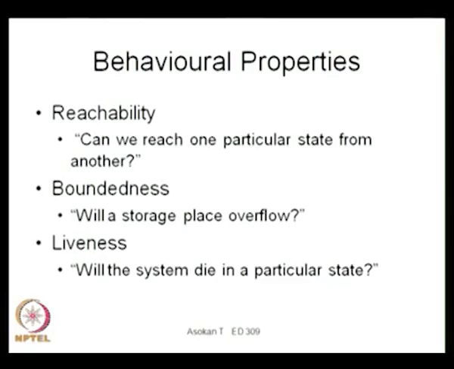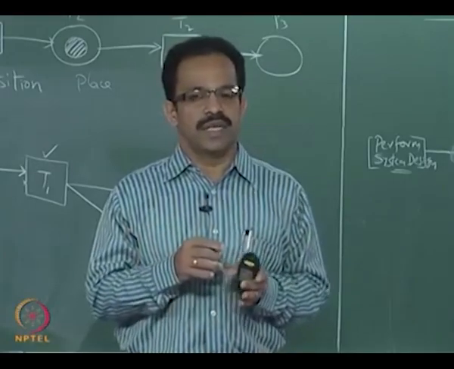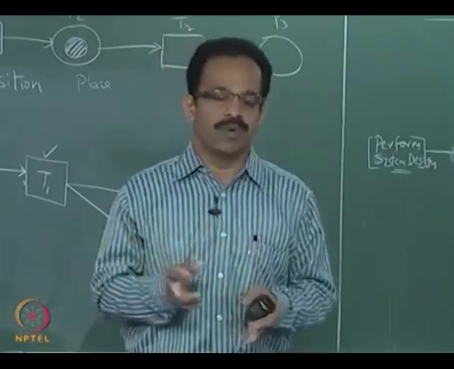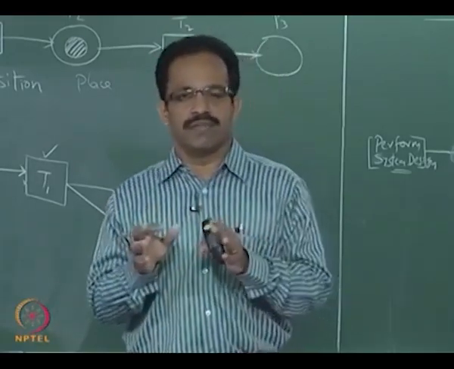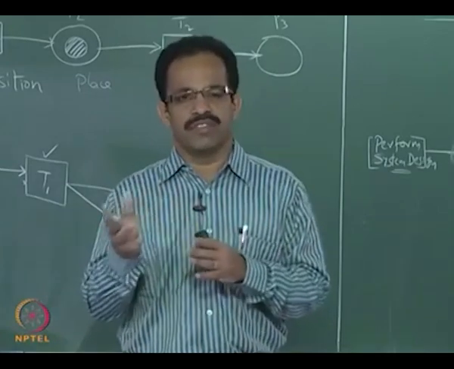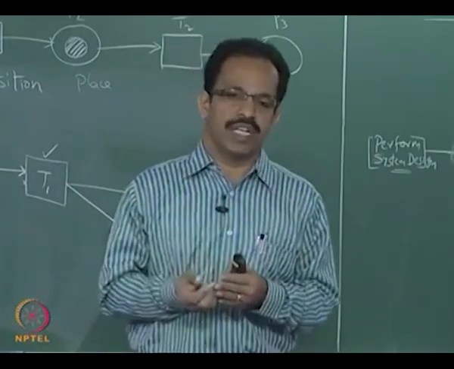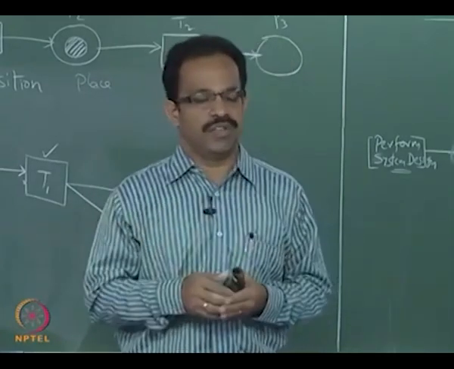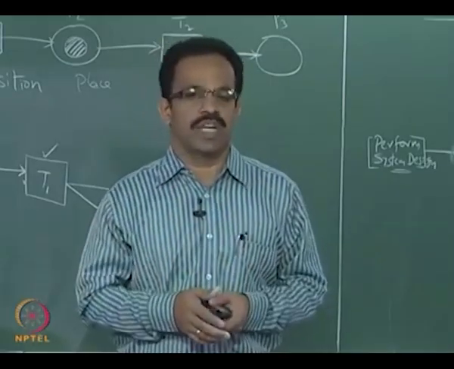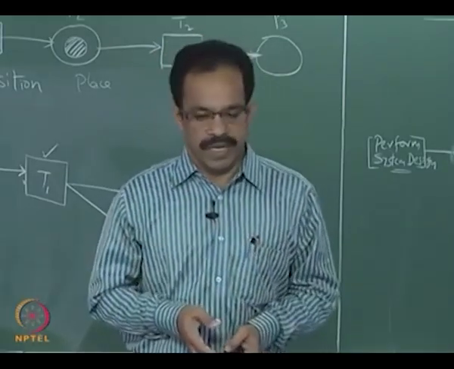Another one is the liveness of the situation: will the system die in a particular state? Whether it will go to a situation where we cannot get an output. There may be some situations which we may not have intended, but if you analyze them, we will see that we cannot really get an output, or somewhere it dies and no output can be produced because the required transitions are not taking place, since the conditions are not satisfied. Such situations also can be analyzed using Petri nets.